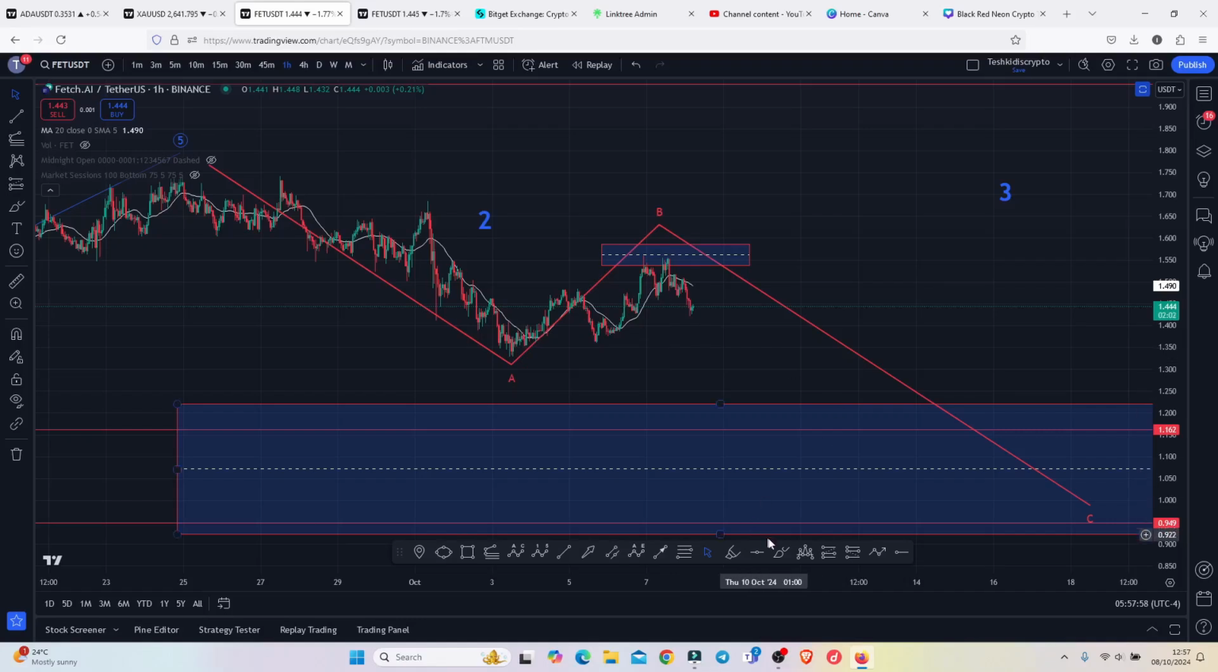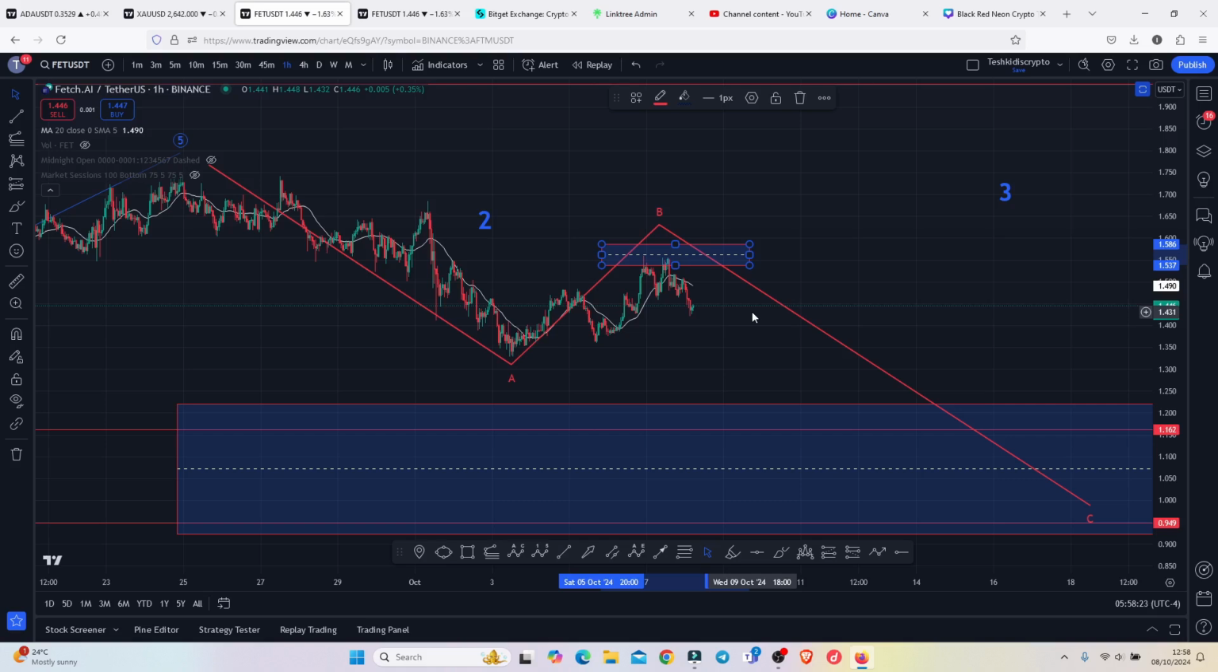Fetch AI continues to hold above our key area of support above the $1.162, and at the time of this recording we are also holding below the 20-day MA here on the 1-hour chart, which is also acting as resistance.